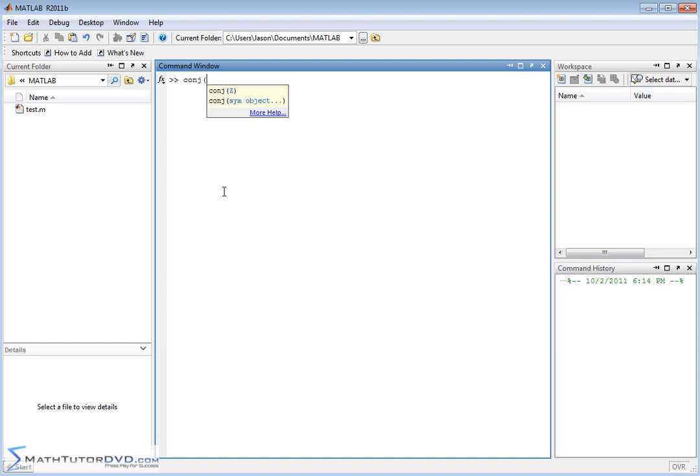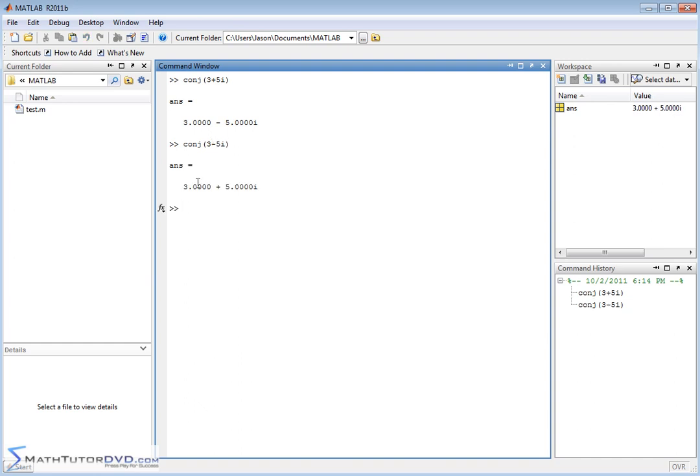When you take the conjugate of a complex number, it returns another complex number, but with a negative sign inserted in front of the imaginary part. So the conjugate of 3 plus 5i is 3 minus 5i. The conjugate of 3 minus 5i is 3 plus 5i. Basically, when you take the conjugate of something, it's just flipping the sign of the imaginary part.